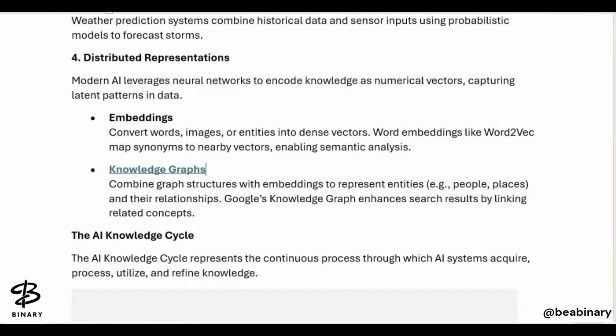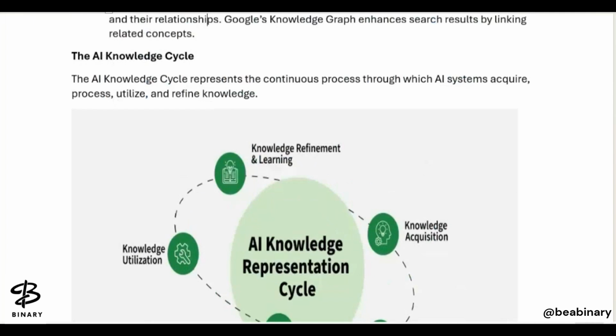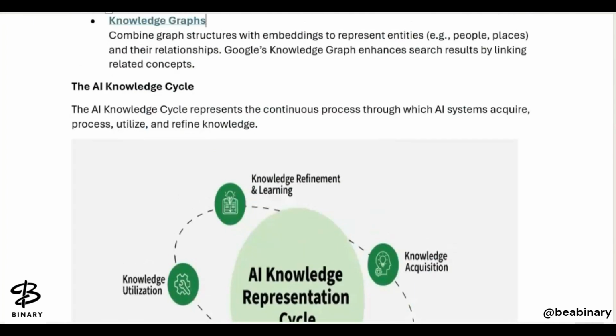Now, another distribution we are talking about is combining graph structures with embeddings to represent entities like people or places and their relationships, as in the Google Knowledge Graph, which enhances the search results by linking related concepts here. Now the distribution will be there, and according to that the further predictions will be made.